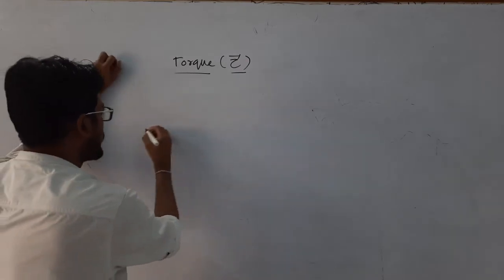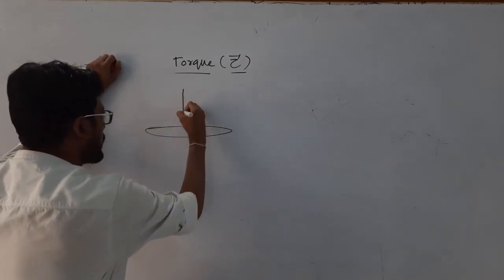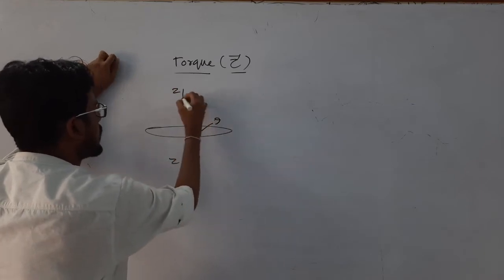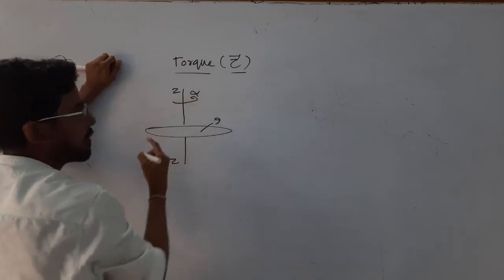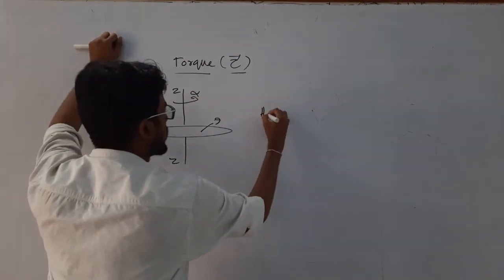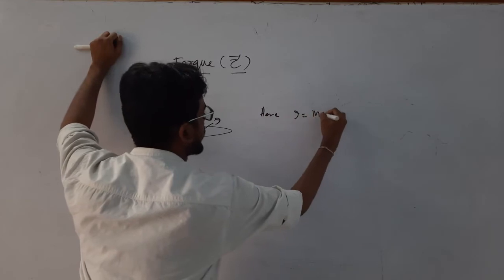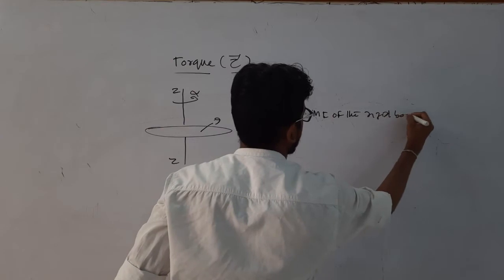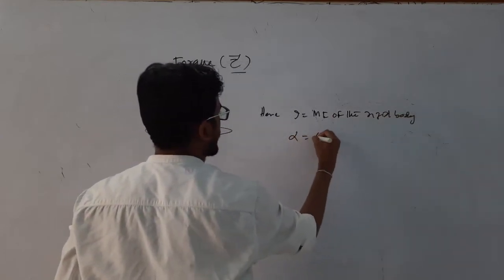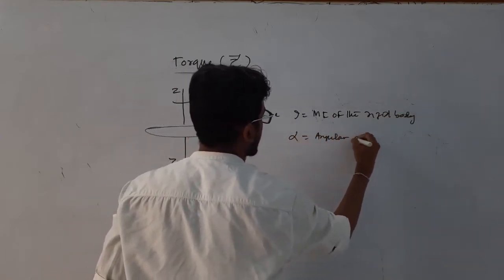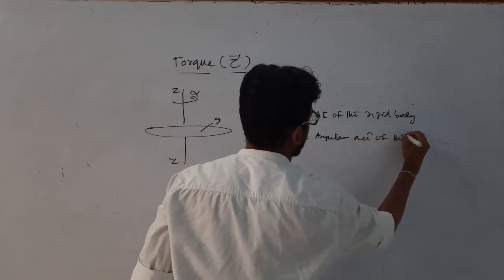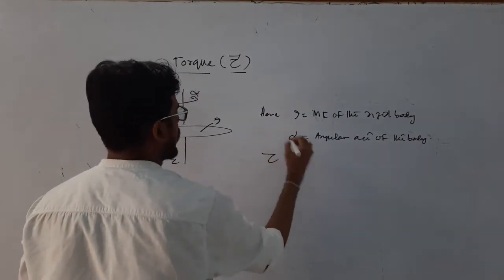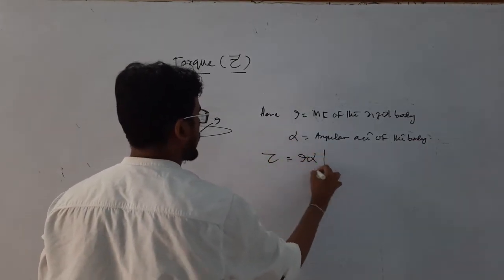Then how to find out torque of a rigid body? For example, if it's a rigid body which is rotating about an axis Z dash having moment of inertia I and it's rotating with angular acceleration alpha. Clear? So here I is equal to the moment of inertia of the rigid body, and alpha equal to the angular acceleration of the body. So torque acting on the body is defined as I alpha.